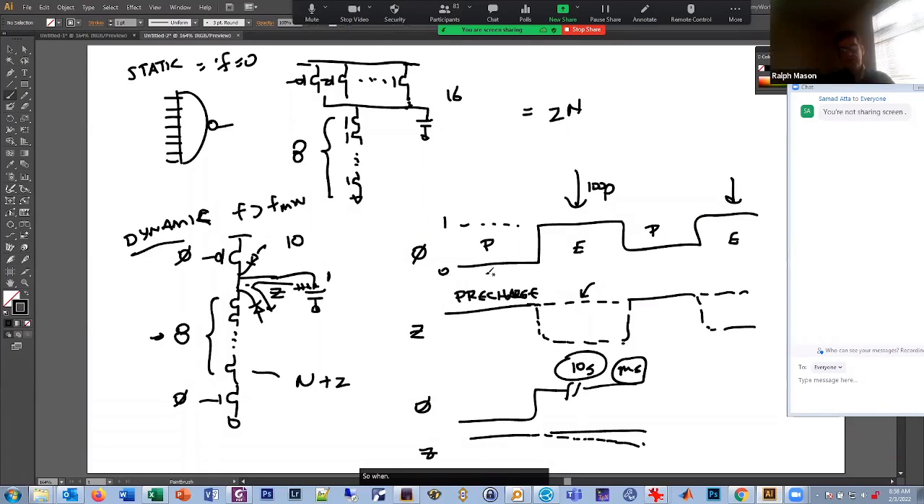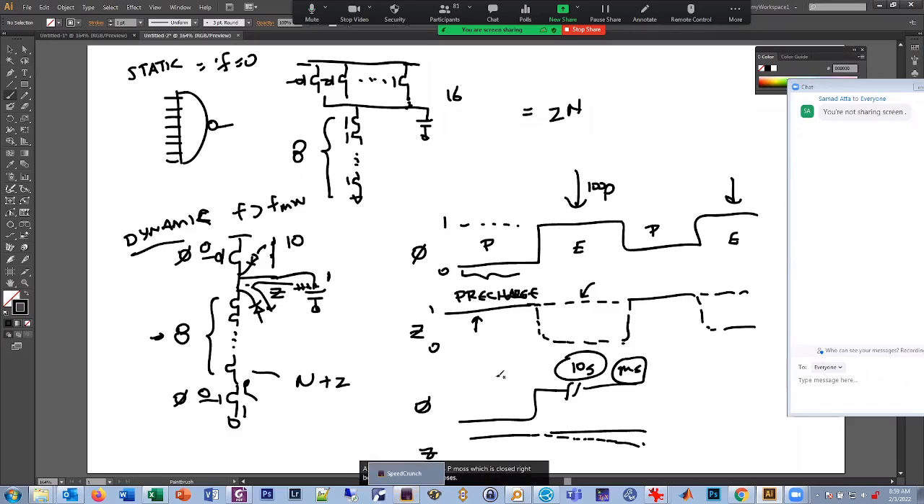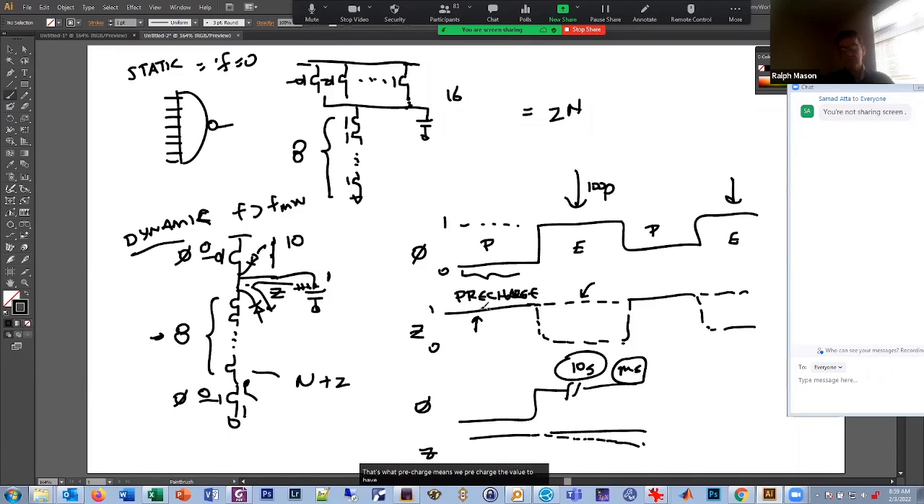So when phi is 0 in this mode here, that's a 0 here, and that's a 0 here. So the NMOS is open, so this switch is kind of open, right? And this PMOS switch up here is closed, because a 0 on a PMOS closes it. So there's no path to ground, but there is a path to VDD. So the output just goes to 1. This is logic 1, right? That's what pre-charge means. We pre-charge the value to a value of 1.